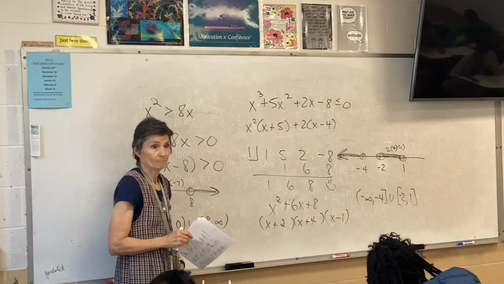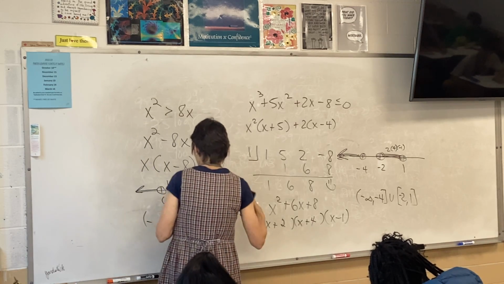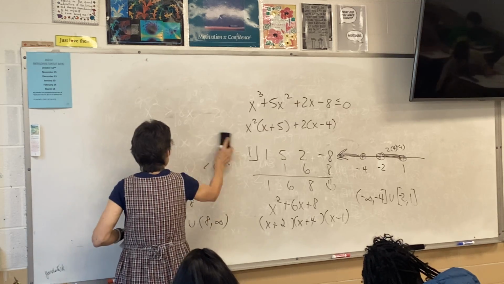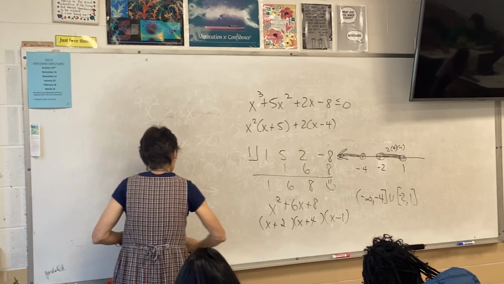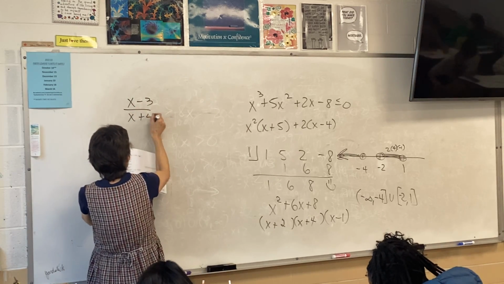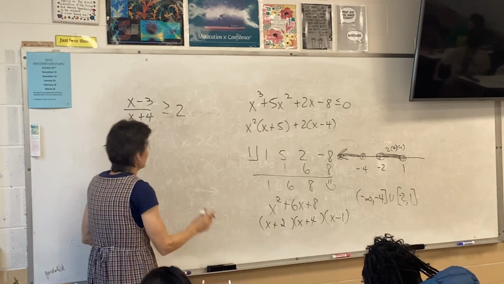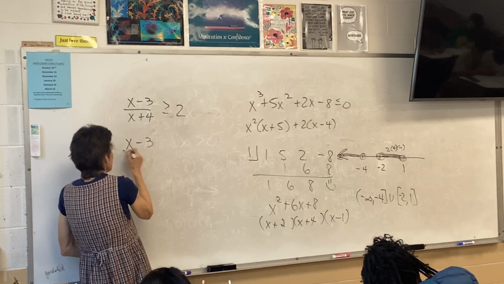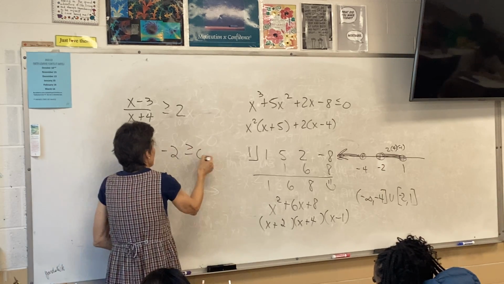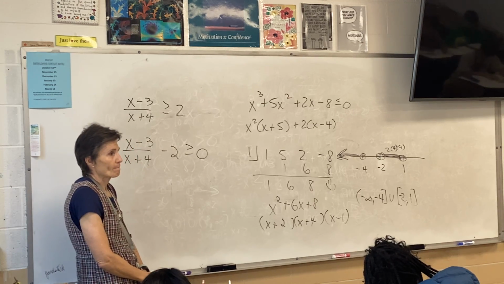You okay? Everybody on board? All right, one more inequality. Oh no, there's another one over there. Next one is one that's a little bit more complicated. Do we remember how to do this? Subtract the 2. We always want to have 0 when we're doing inequalities. We almost always want to have 0 anyway, but certainly when we're doing inequalities. Okay?